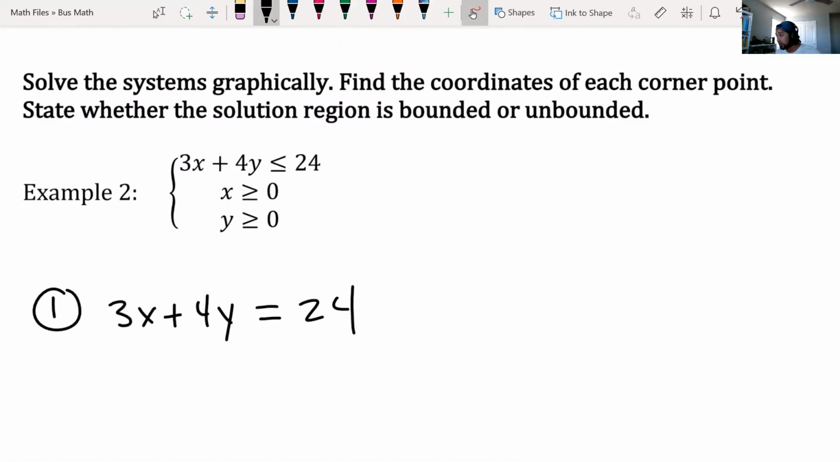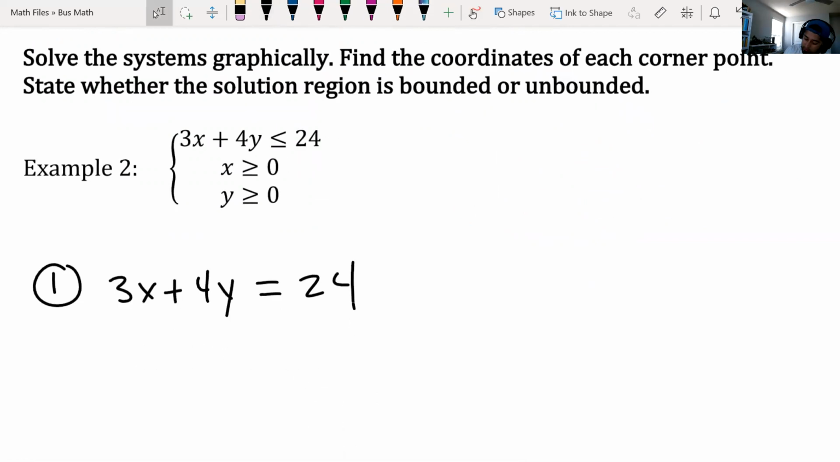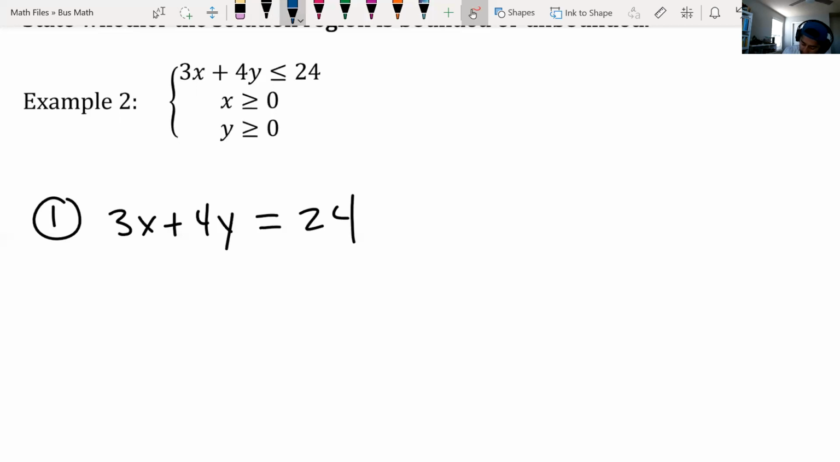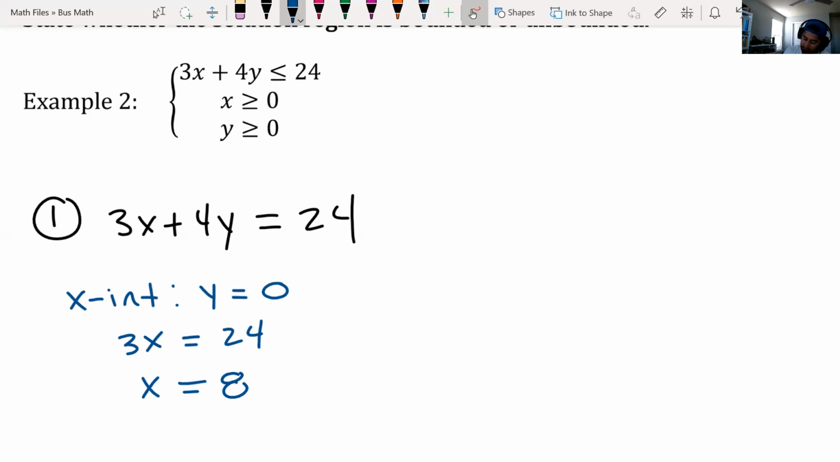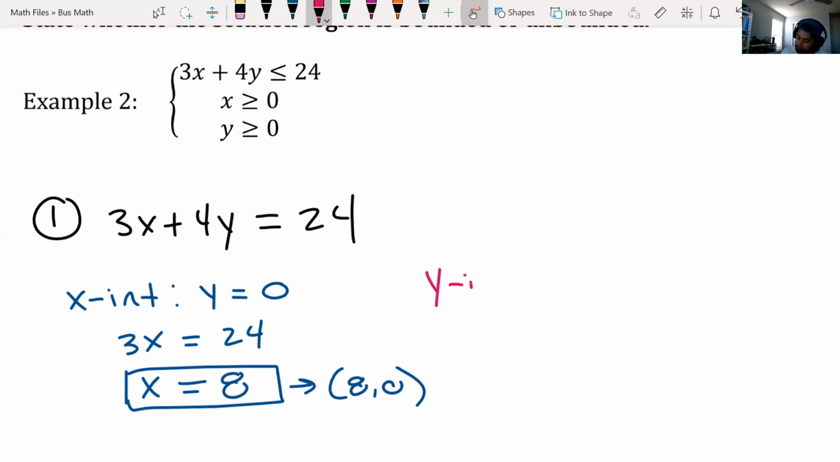And just like before, X-intercept, Y-intercept. X-intercept, y equals 0. So you'll get 3x equals 24 and x equals 8. Here we get 8, 0. And then Y-intercept, we let x equal 0. And we end up with 4y equal to 24, and y is going to equal 6.